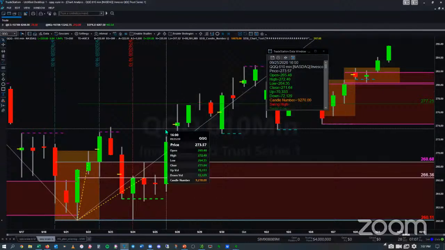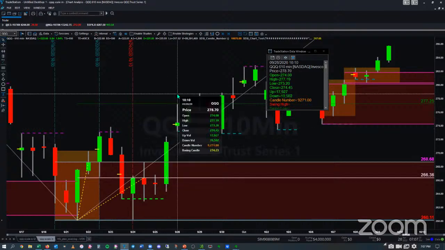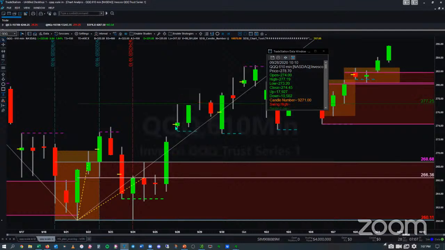And that's because if you look here, this was the end of the day candle. And this was the start, the first candle printed at the opening of the regular trading hours. So you would have gotten in here.